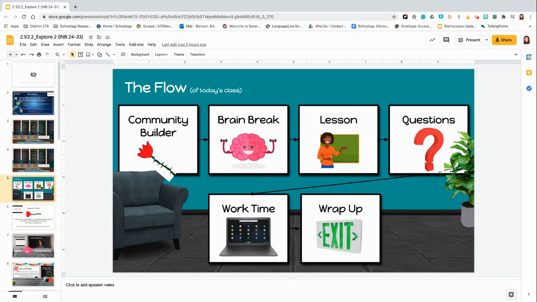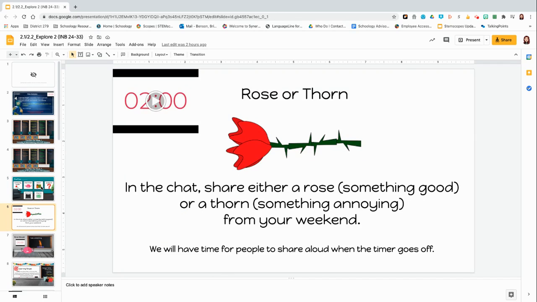The flow of today's class is a community builder. We'll take a brain break, go over the lesson, answer any questions you might have. You may work independently or as a class, and then we'll come back together and check out with our FISTA 4 reflection poll. Our community builder today is rose or thorn.